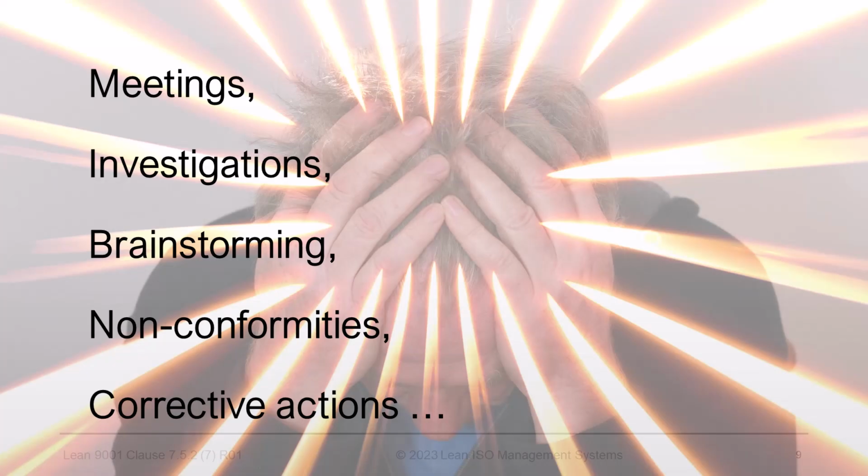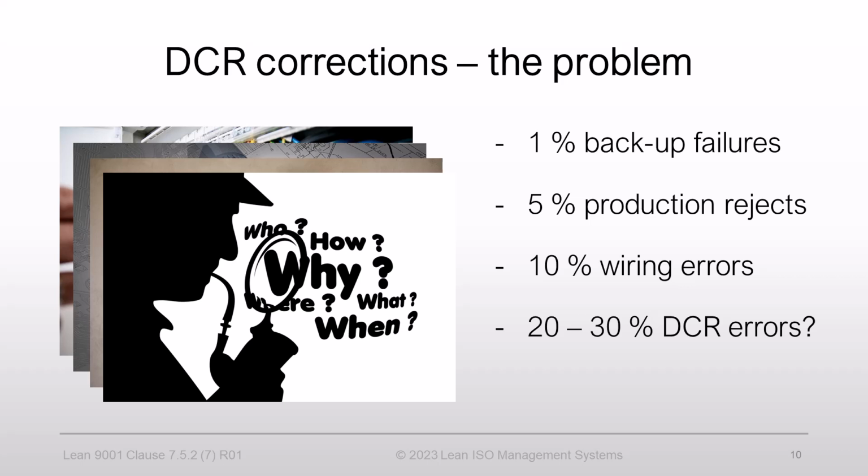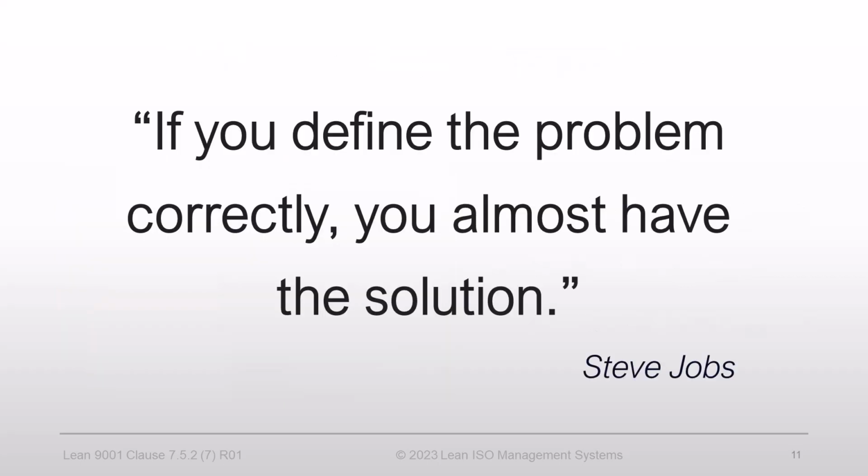I can tell, everybody will run around like chickens with their heads cut, sitting at meetings, brainstorming, writing non-conformities and corrective actions. But what happens when one has 20+% errors in their DCR process? You probably guessed. Nothing, it is business as usual. And this is the problem. Steve Jobs once said, if you define the problem correctly, you almost have the solution. So, the solution is to start paying attention to the mistakes in the DCR system.